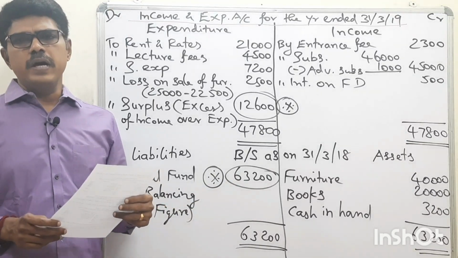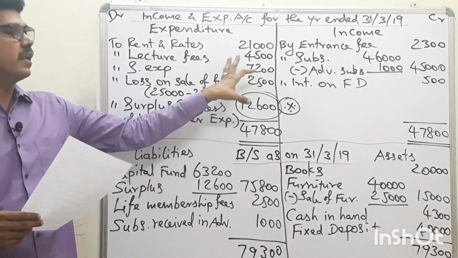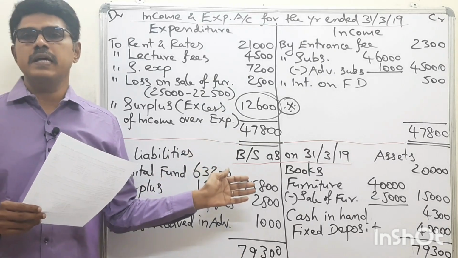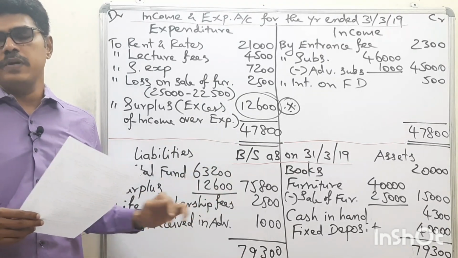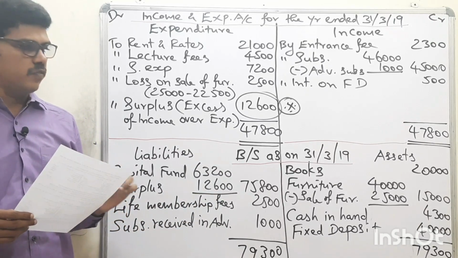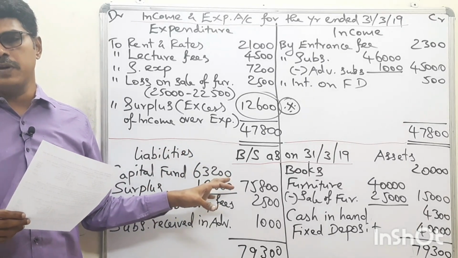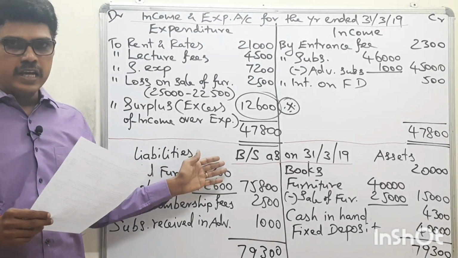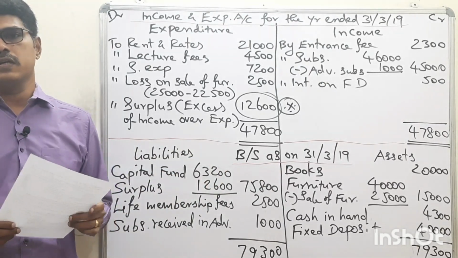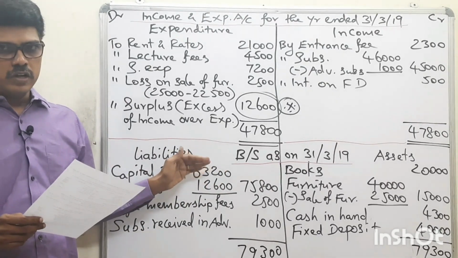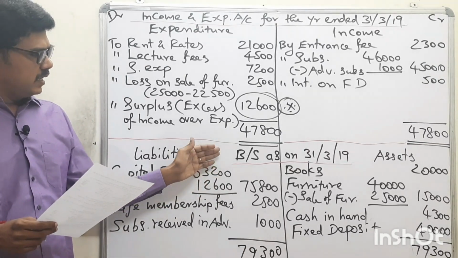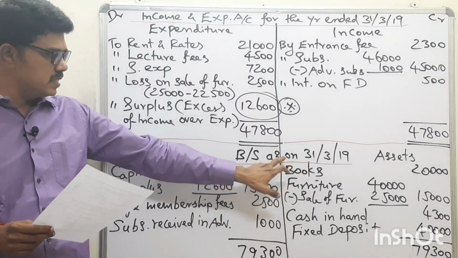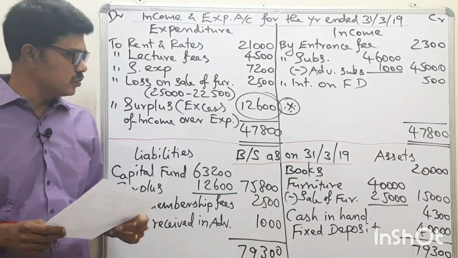Now we are going to prepare the balance sheet. After preparing the income and expenditure account, we prepared the balance sheet for the previous year in order to calculate the capital fund. Calculation of the capital fund is a working note. Just for calculating the capital fund, we worked out the previous year balance sheet. After finding it out, we are going to prepare the balance sheet for the current year, balance sheet as on 31st March 2019.